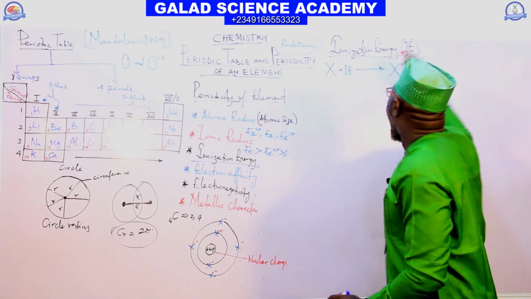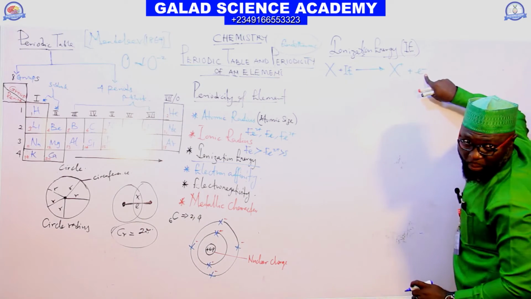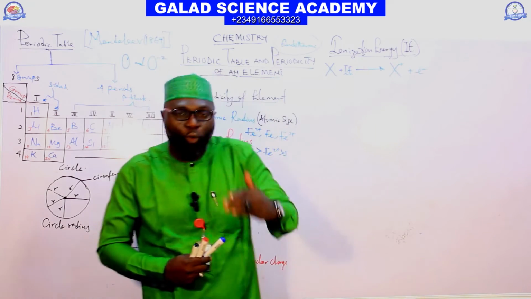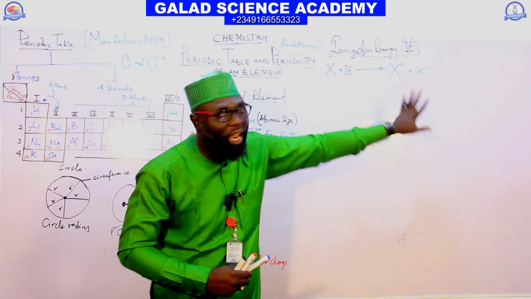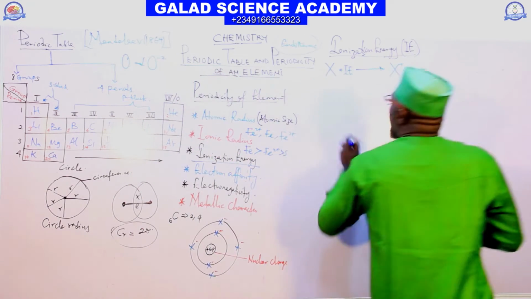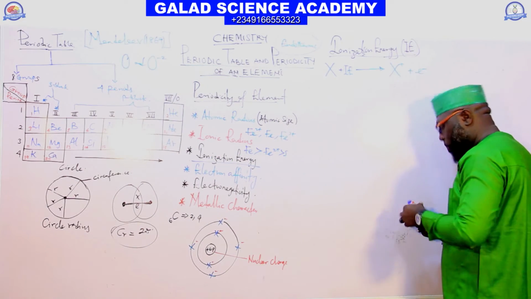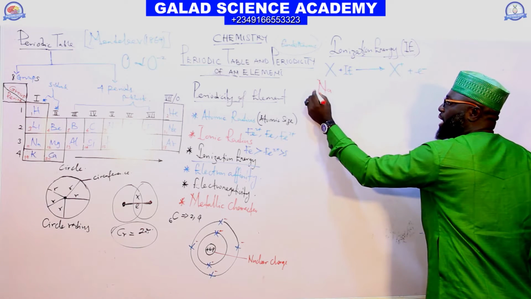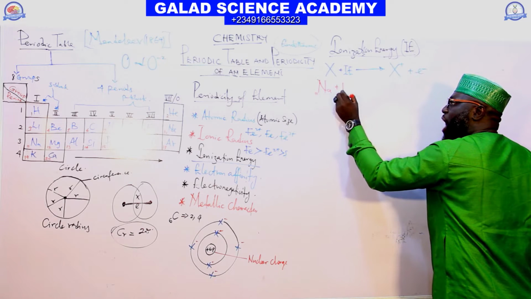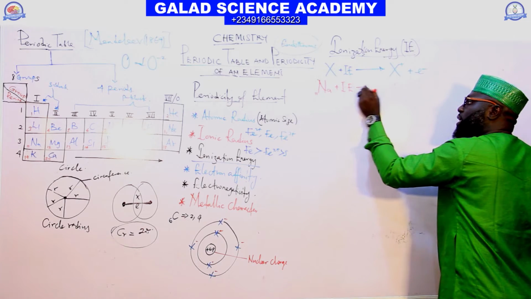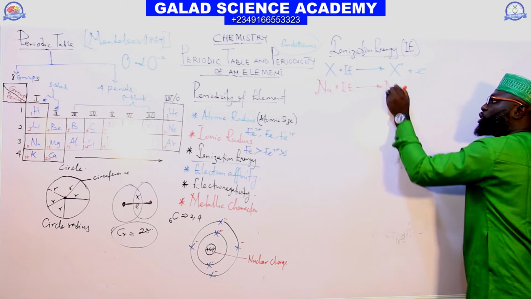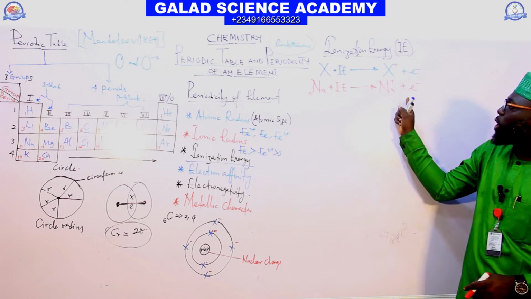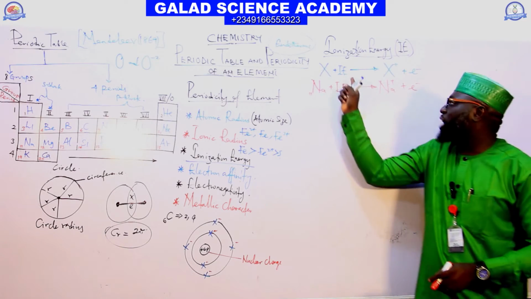To take the first electron, we call it ionization energy. It is simple: the energy required to take out 1 mole of electron from the gaseous atom is called ionization energy. Take for instance sodium, atomic number 11, plus ionization energy to give us Na plus. That takes out 1 mole of electron from this sodium atom. That was ionization energy.